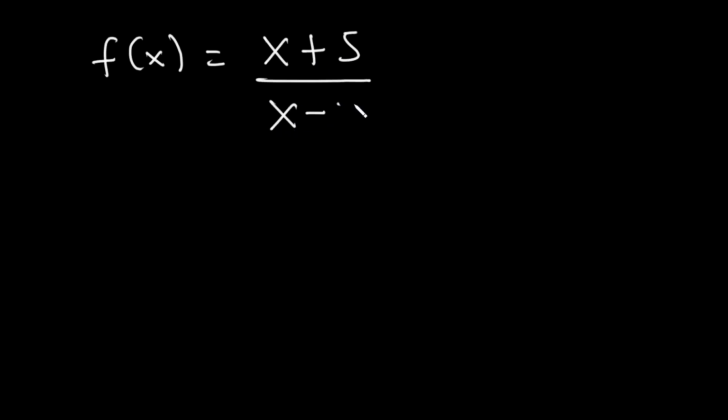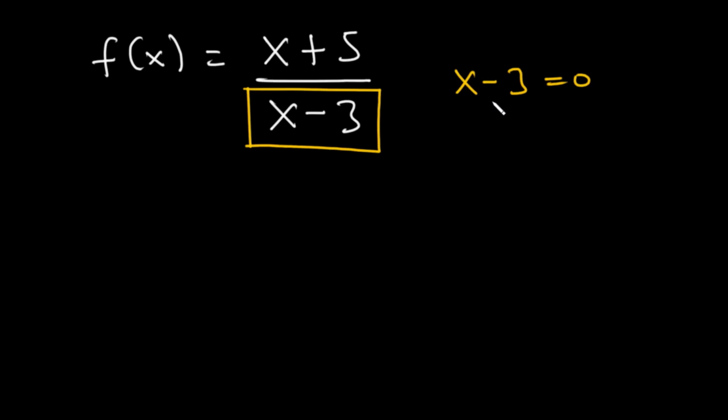Now how do we find the domain of a rational function? Let's say we have a function f of x is equal to x plus 5 divided by x minus 3. What value of x will make the denominator go to 0? To find the value of x that will make the denominator go to 0, we need to equate x minus 3 to 0. So it's going to be x minus 3 is equal to 0, and then we transpose negative 3 to the right hand side. So it's going to be x is equal to 3.